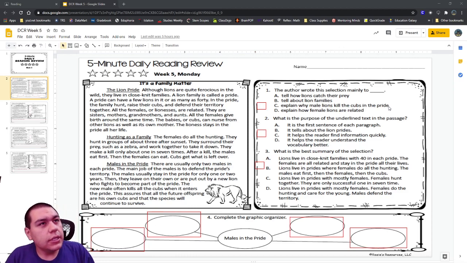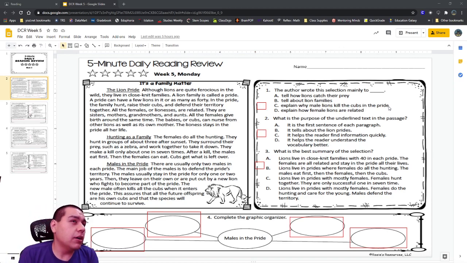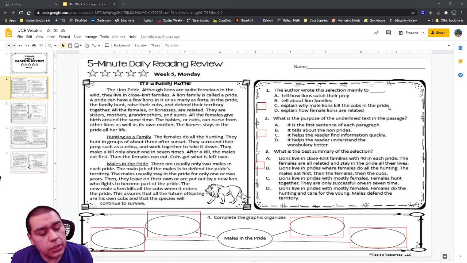You were on a roll. You said the first one talked about the lion pride. The second one talked about hunting as a family. The third one, what? What does the third paragraph do for us? Tells us another thing about what?